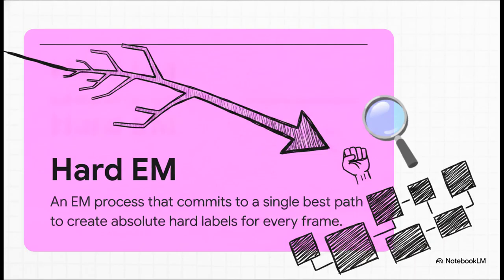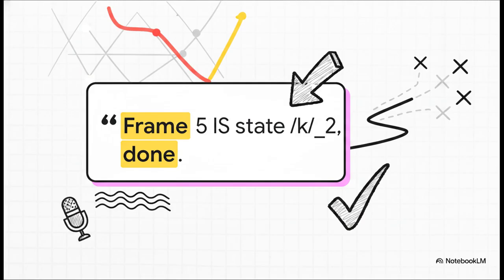It's called hard EM because the algorithm does not hedge its bets. There's no waffling. It commits entirely to the single best path found by the Viterbi search to create absolute definitive labels for every single audio frame. This quote perfectly captures the vibe of Viterbi Training. No uncertainty allowed. The algorithm emphatically decides.